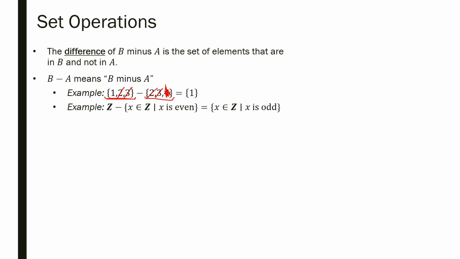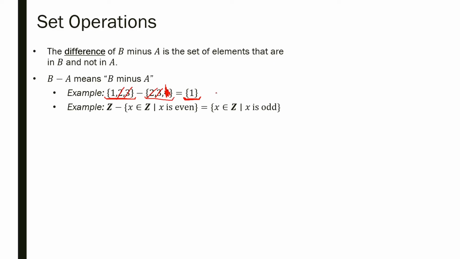Right? So the only element in here that's not in here is just 1. So again, you can think of them as just canceling and ignoring anything left over on this side. And then whatever's left over on the beginning, that's the subtraction. So that's the difference between two sets.